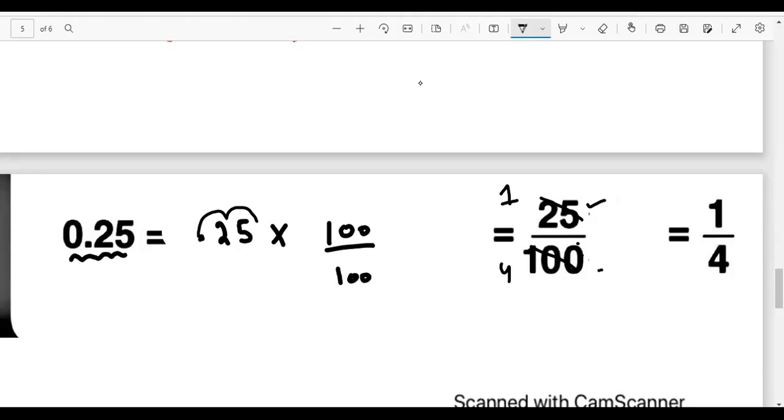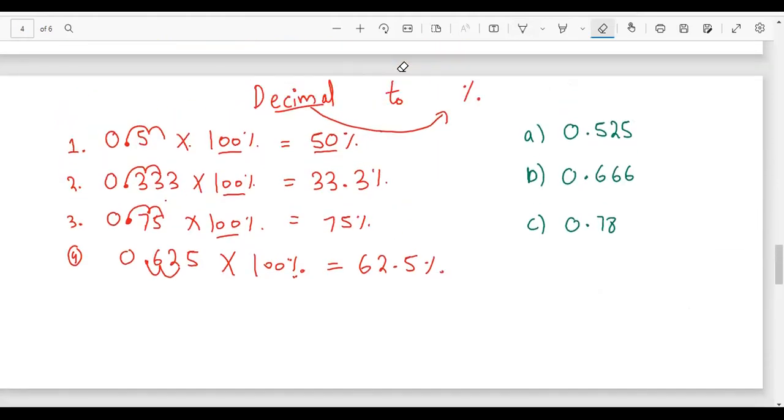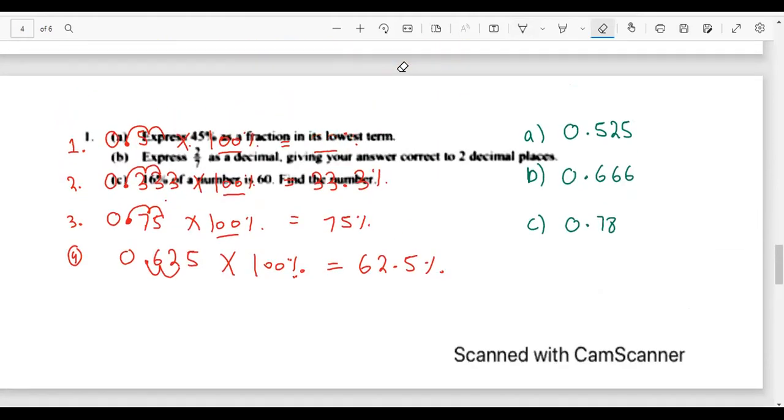Whatever number you have as decimal, now you're interested in converting it to fraction. How do we do it? Let me just erase all of this and then I will tell you.